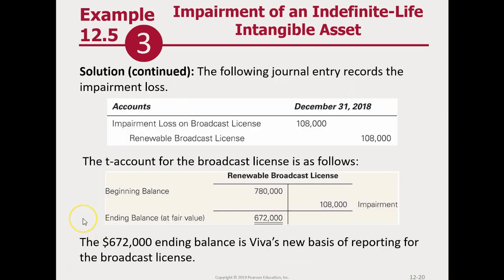We show the journal entry with the impairment loss as a debit, and we credit the asset by the amount. The renewable broadcast license then comes down to its fair value, and its ending balance now is what's going to be the new basis going forward.